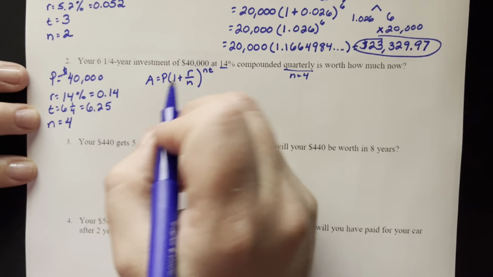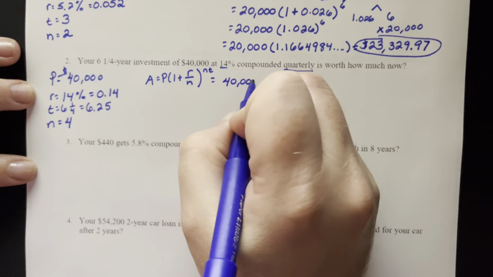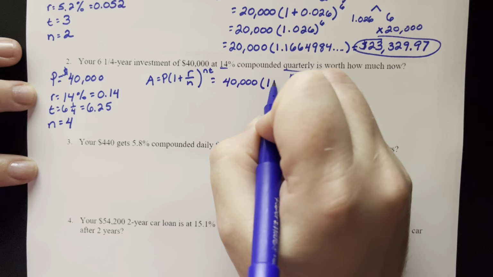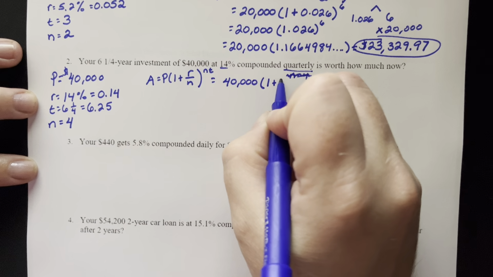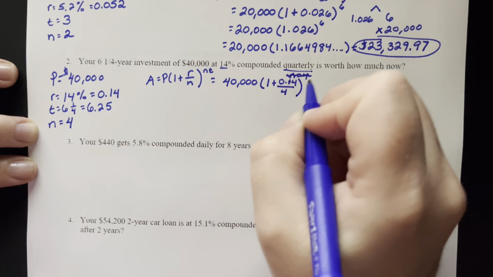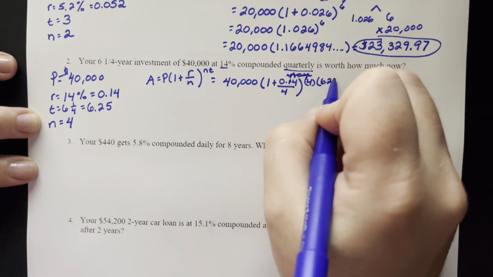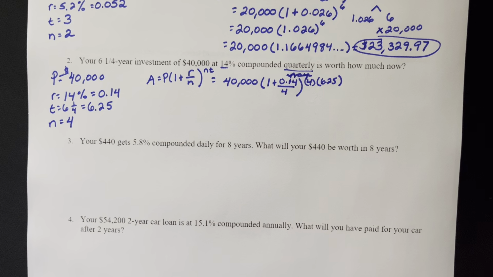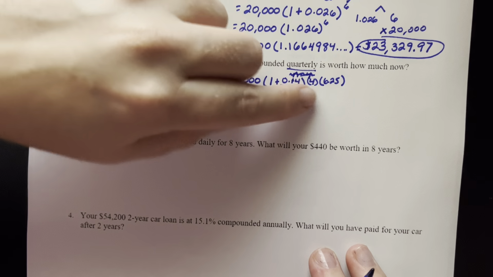Substitute in your values. So 40,000 times 1 plus, I'm going to scribble that out so it doesn't get confused, 0.14 divided by 4 to the 4 times 6.25. So that's just substituting in all your values. And then just like I did in the previous problem, I'm going to first do this division and this multiplication.